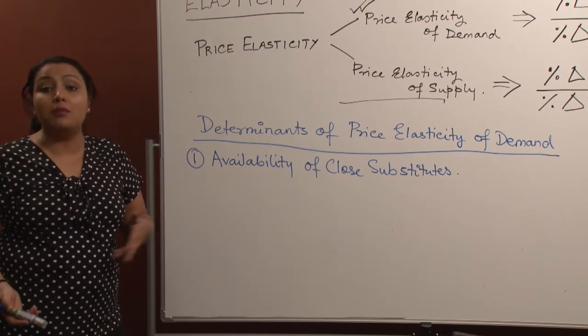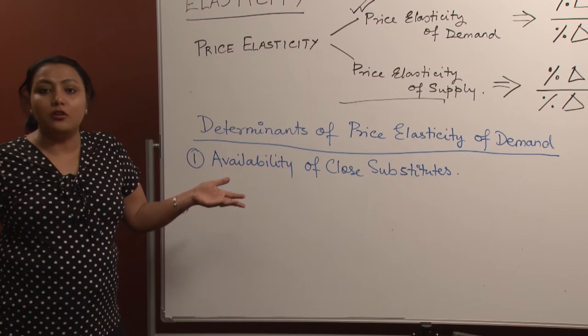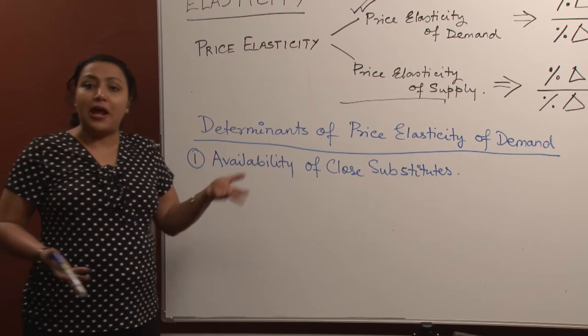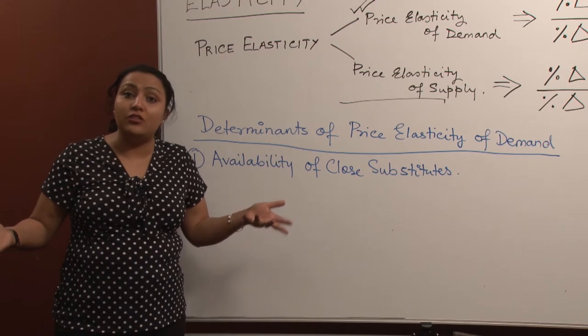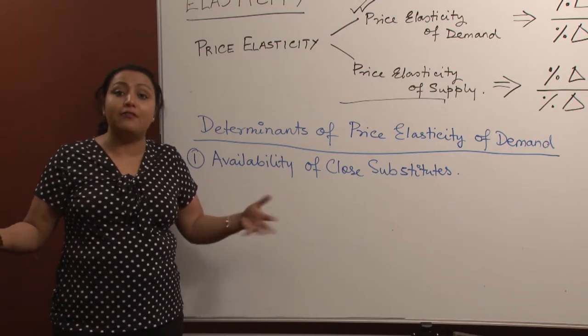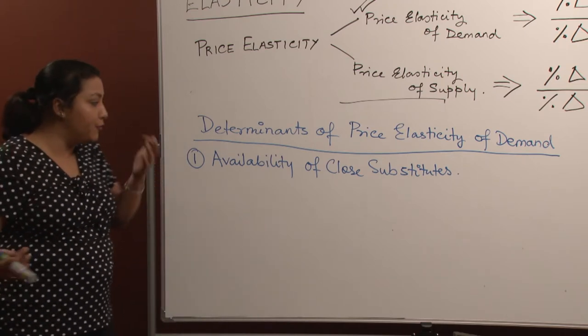For example, think about salt, right? Is there an alternative for salt? Not really. So even if the price of salt changes, the quantity demanded for salt would not change as much, because people have no alternatives available for salt. They have to add salt in their food.